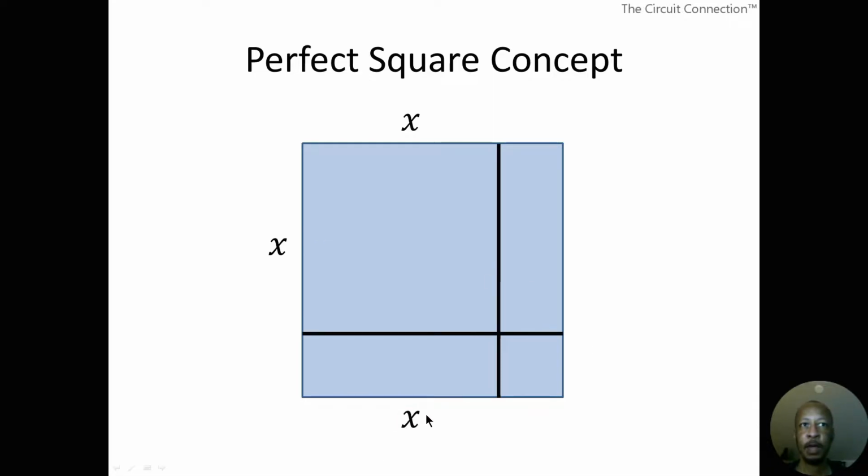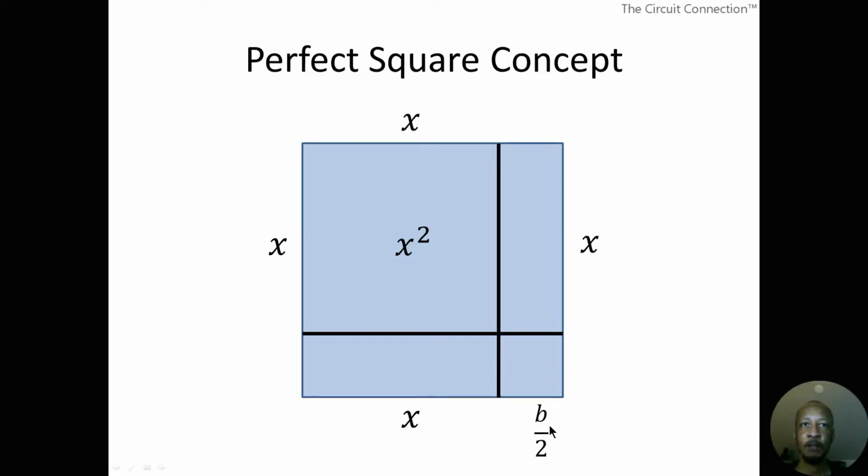I just put extra notation down here on the bottom so that we know that this length here is equal to x, and this length here is equal to x. So next, if we want to figure out what the area in here is, it's going to be this one dimension by that one dimension, and that's going to give us x squared.